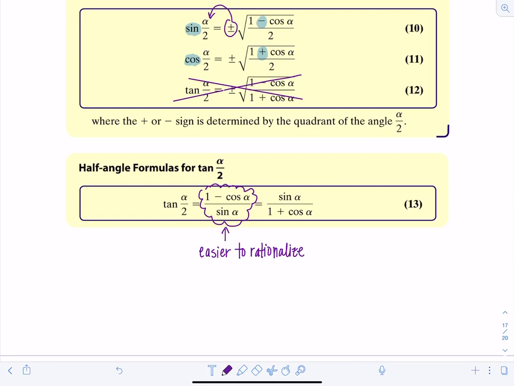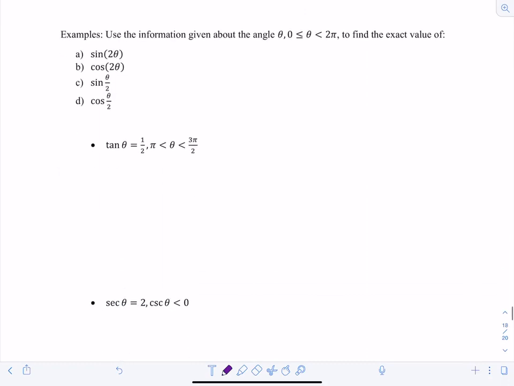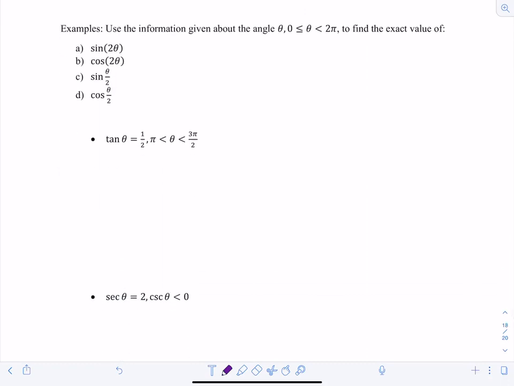Okay, so let's move on to some examples. You just got to put these all to memory as soon as possible, and they do come up a bunch in calculus 2 especially, so don't forget them. All right. So use the information about the given angle, alpha, or theta in this case. Theta is between 0 and 2 pi, to find the exact value of the following. So we're going to find A, B, C, and D for each of these 2 problems.